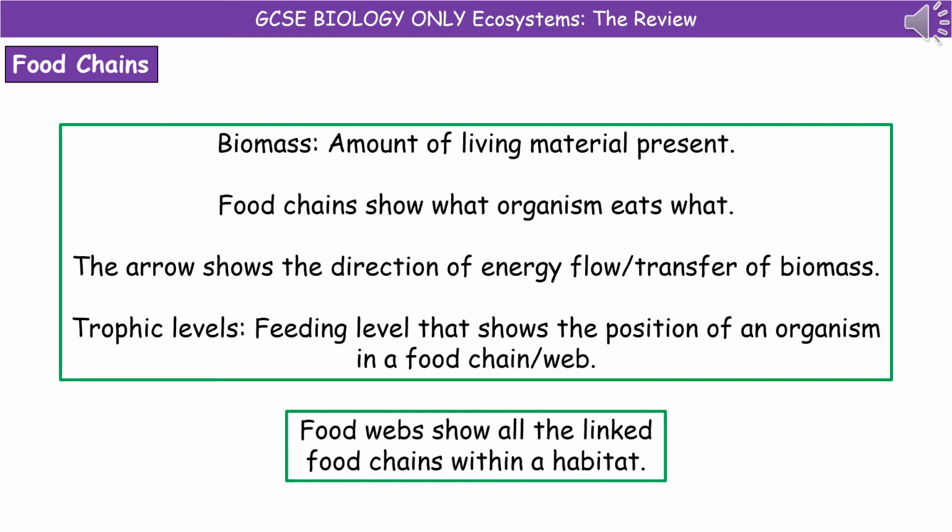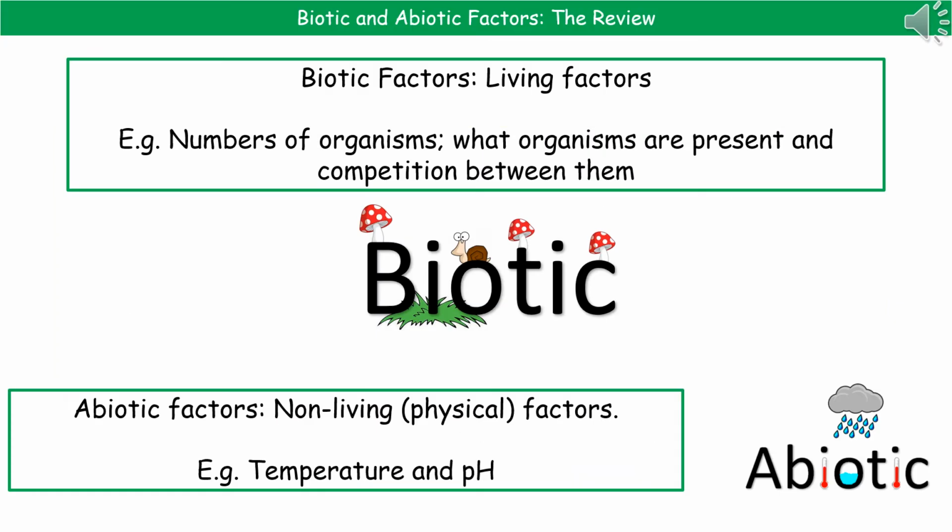Remember we said our food chain shows the direction of the energy flow through the arrows, which means that food chains show us what organism eats what. The only other phrase we could see associated with these is trophic levels. A trophic level is a feeding level that shows the position of an organism within that food chain or food web. And remember, if we've got one food chain, then that's fine, but in a habitat what we generally find is a range of them which all link together in what's called a food web.